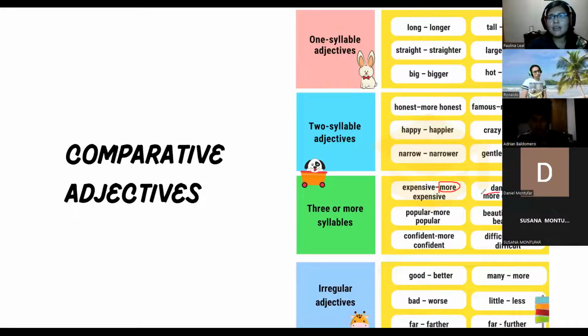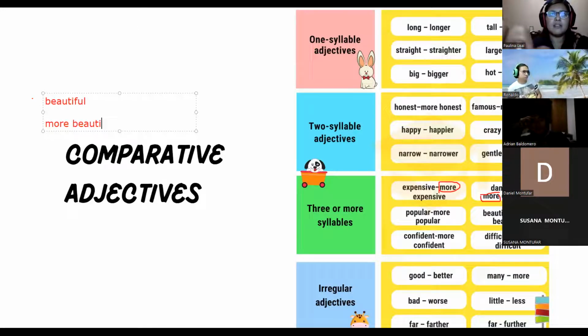más. So, for instance, if my adjective is beautiful, imagínense ustedes que yo dijera beautifuler. It sounds weird and it's hard to say. So I'm not going to say beautifuler. I'm going to say more beautiful.